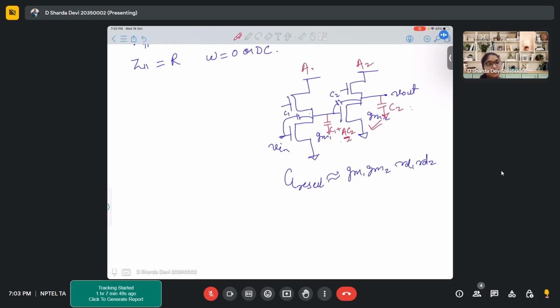Why I'm saying this: when you have a simple single-stage CS stage, you will see a capacitor C between input and output. The effective capacitance that you get is A times C. This A is the gain coming from this particular stage, whose input and output have the capacitor connected. From that concept, here also you should get A2, that is GM2 RD2.